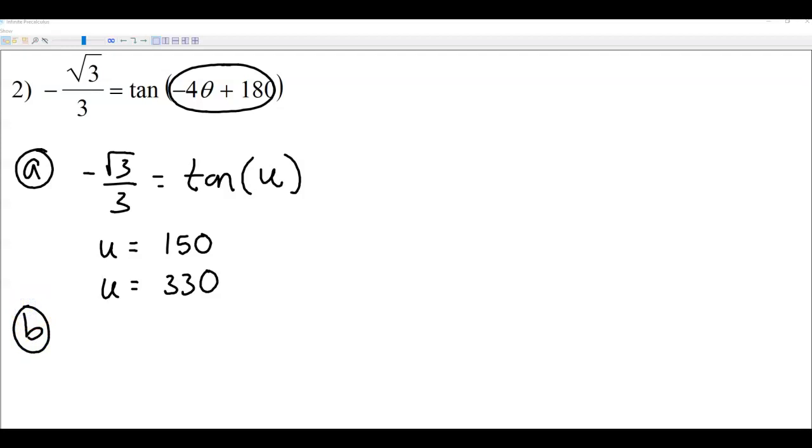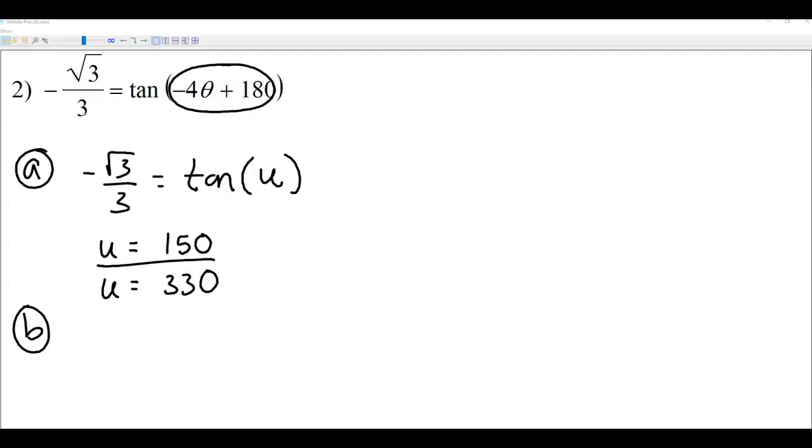B is to write the general solution, but be careful. We are doing tangent, and that means something when you do a general solution. So actually, it means two things. First of all, when you have a tangent, you don't need to use both answers. You only need to use one. So I'm going to go with the smaller.